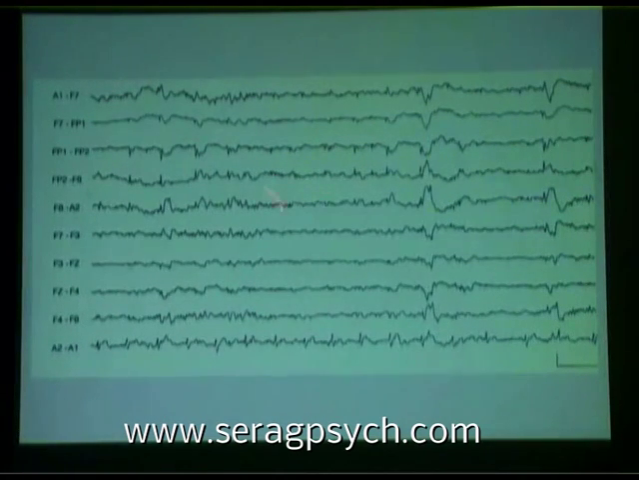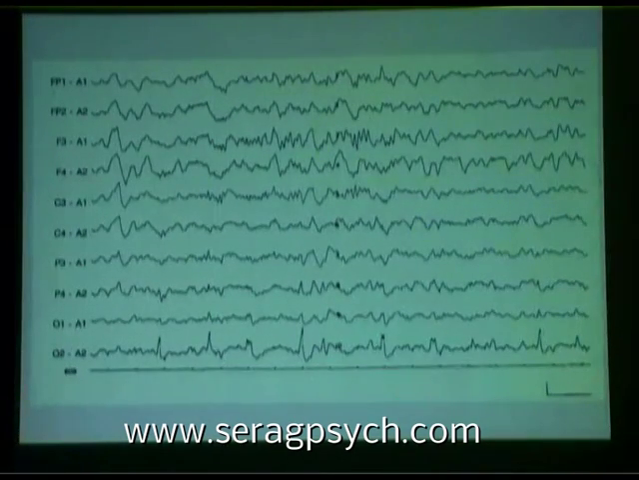But you can see the value of this coronal montage to show when things are in the frontal polar region as opposed to the temporal region. And notice F4, F8, you hardly see any spikes here. They're really right frontal polar.